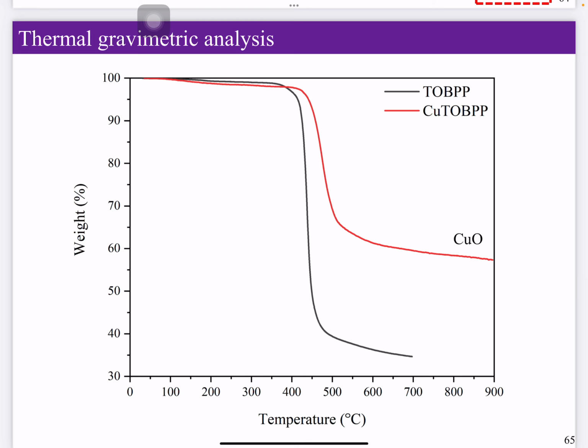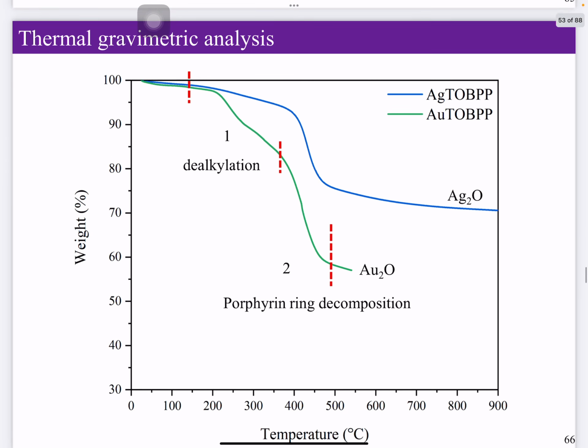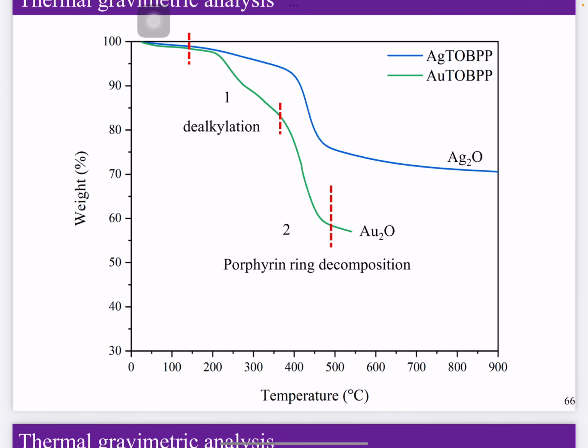For the thermogravimetric analysis, we can use this information for further applications in dye solar cells. To prepare the dye solar cell, we need to heat the dye. The stability of the copper TPP is quite good, stable up to 450. In the case of silver and gold, the stability is lower. Especially for gold, the stability is only up to 250.